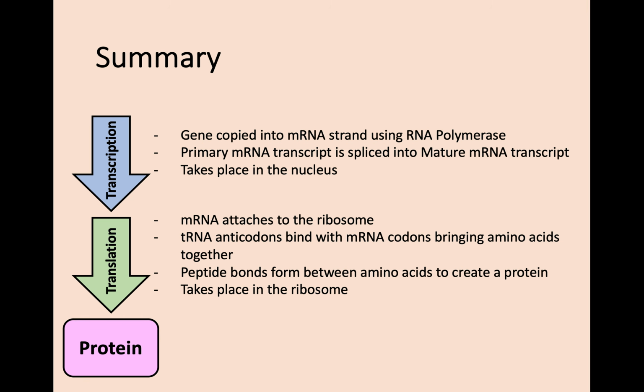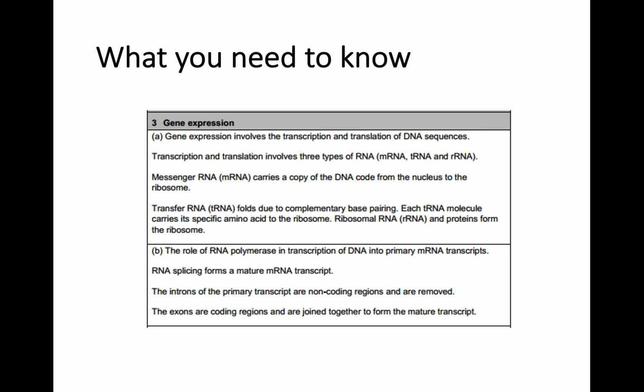The tRNA brings its anticodons and amino acids together. The peptide bonds form between the amino acids to create a protein, and this takes place in the ribosome. So from that initial part where we just have the genetic information in the DNA in the nucleus, we end up with a new protein being formed.